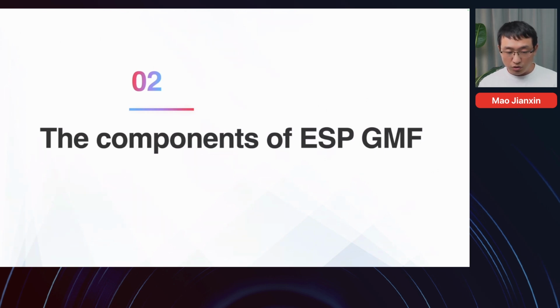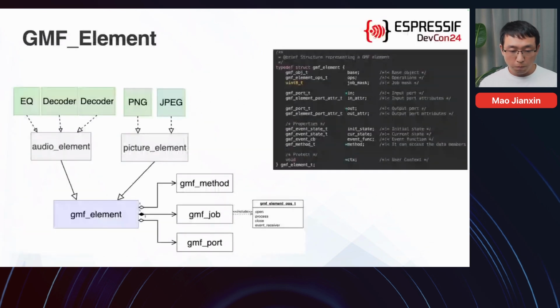Now, let's look at the components of GMF. First, let's look at the GMF element, which is an important part of the pipeline. It provides consistent working functions for each element, including open, process, and close operations. It also offers four port management methods and ways to access the functional capability of each element. GMF elements can derive various special categories such as audio elements and picture elements.